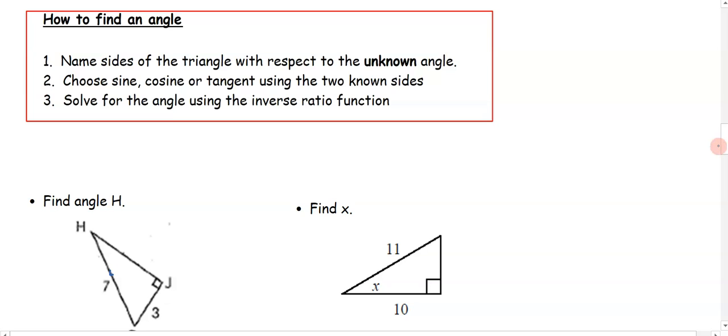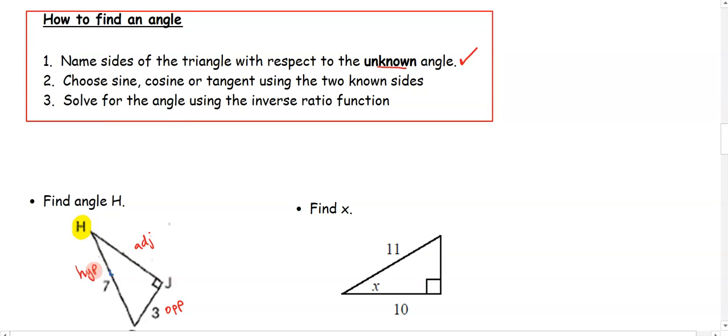So how do you know which ratio to use when you're finding an angle? How do you know if it's sine, cos, or tan? So if we wanted to find angle H here, how do we know which one to use? Well, you have to always name the sides based on the unknown angle. So if this is H, the angle, across from H is opposite, next to it is adjacent, and of course we have our hypotenuse.